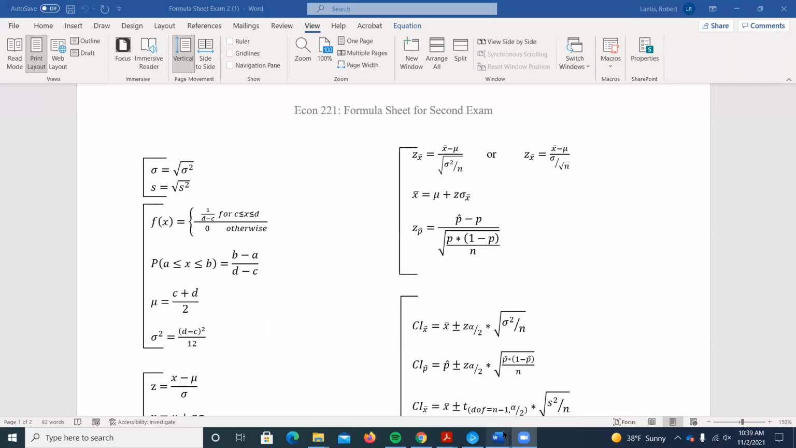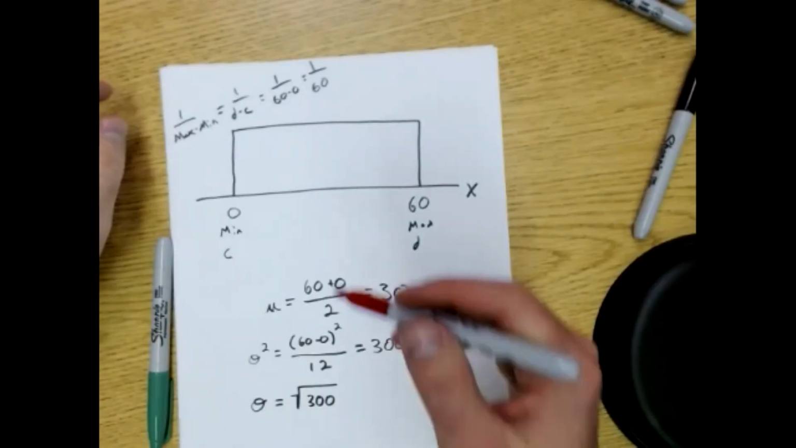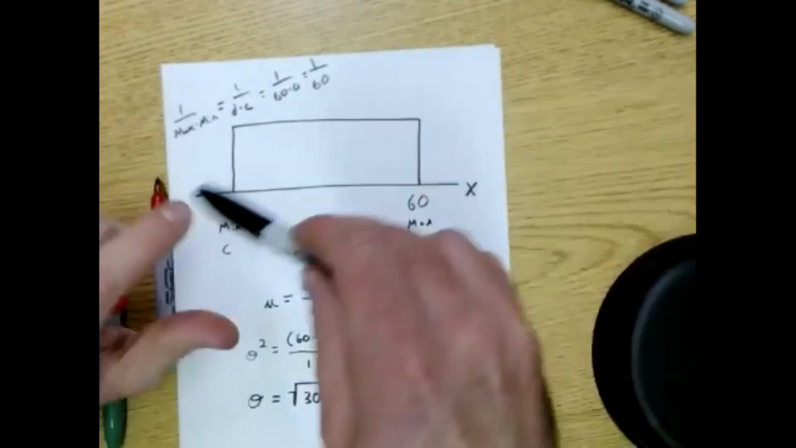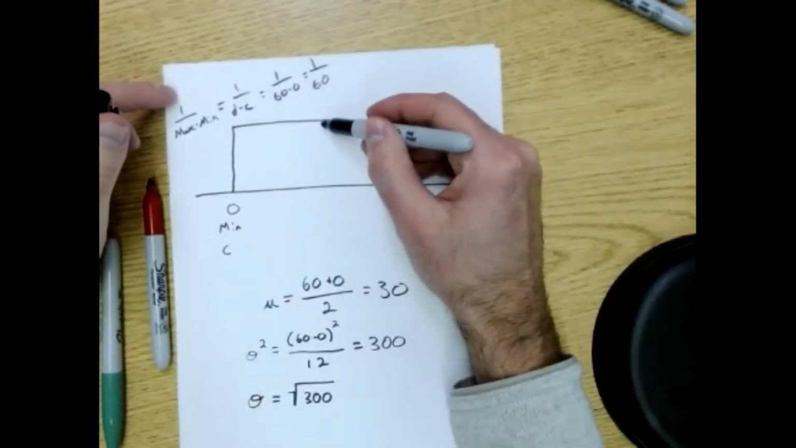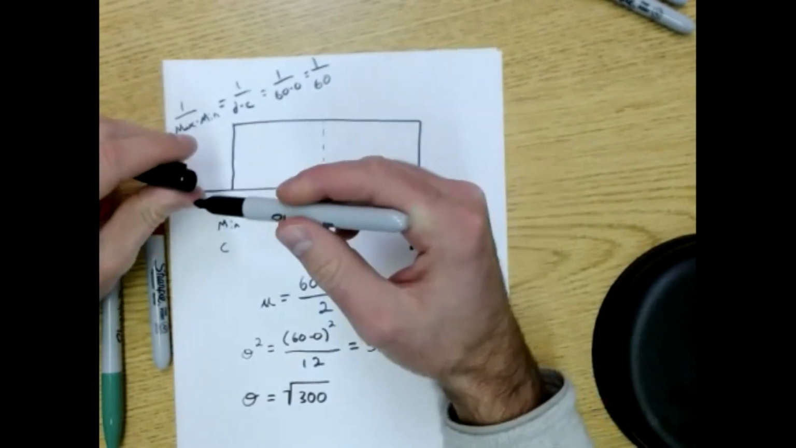If I then go back, not to the formula sheet, but to the actual practice exam, what's the probability somebody waits more than 30 minutes? Okay, so I'm going to do this kind of problem in red. So we've got, what's the probability you wait more than 30 minutes? Well, thinking here, I'll draw where the mean would be at first, just to give us some context and point some things out. So we had a mean of 30.